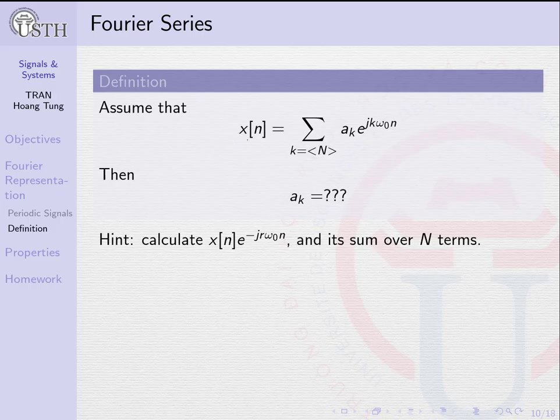Let's say x[n] is a periodic signal with period N, and let's say that x[n] can be decomposed into the sum of the fundamental complex exponential signals like that. What is the value of a_k? To find a_k, the hint is to calculate the product between that and that, and then we take the sum over N terms. Normally again you can take from 0 until N minus 1, and we apply the properties in the previous slide, and we have some value. So please stop the video and try to find a_k.